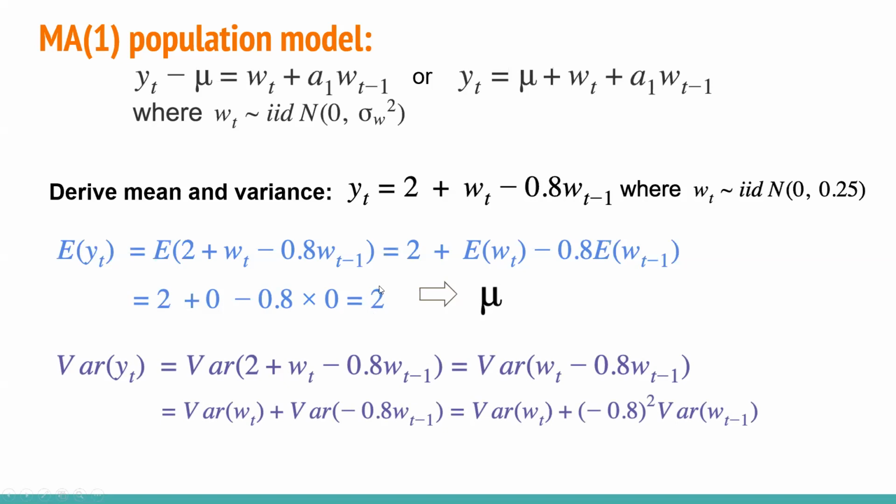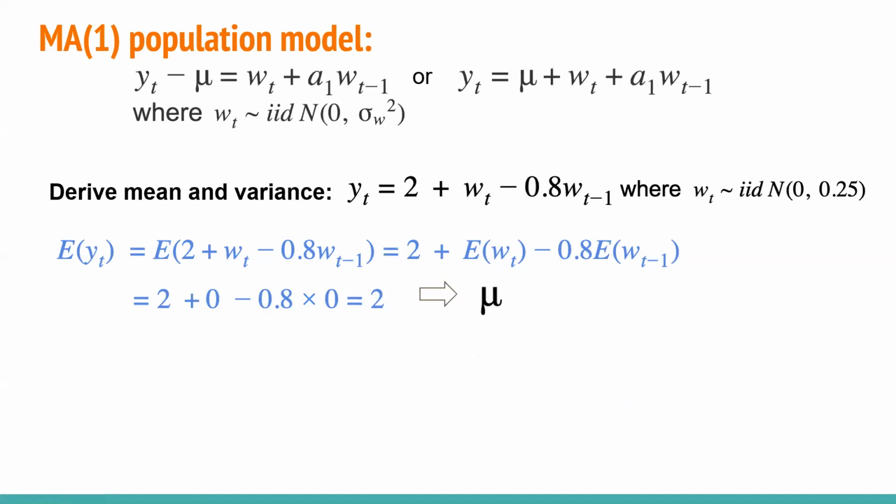Is there anyone who doesn't understand how I got this 2? Can you guys hear me? Yes. Okay. So this is how we derive the mean. When I talk about the average, this is going to be the average sales in a situation where the predictors are the combination of the current and the past white noises.